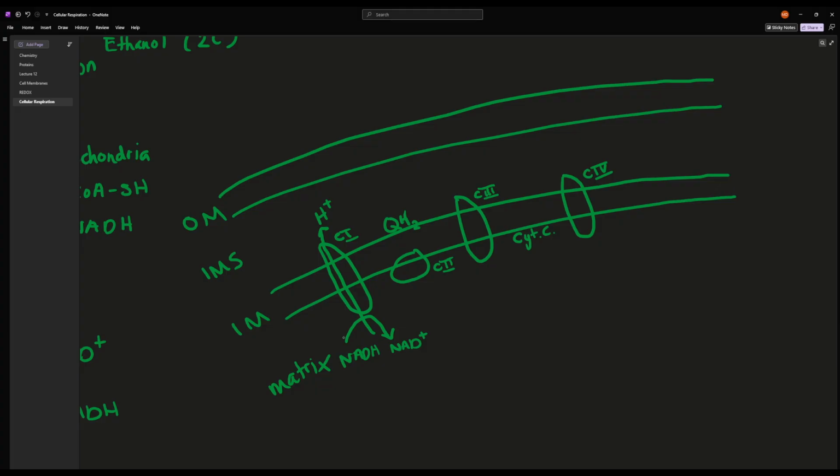The more important thing for us to know is it's proton pumping. So we are pumping protons across the membrane in an endergonic reaction. That is getting paid for by the oxidation of NADH by complex 1.